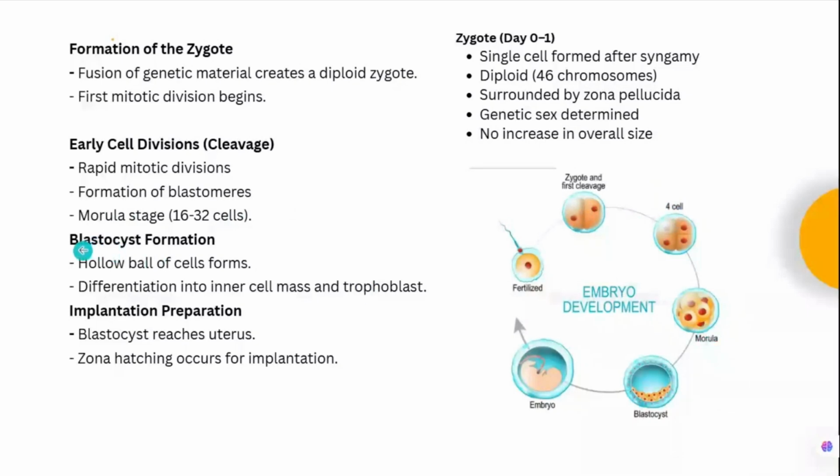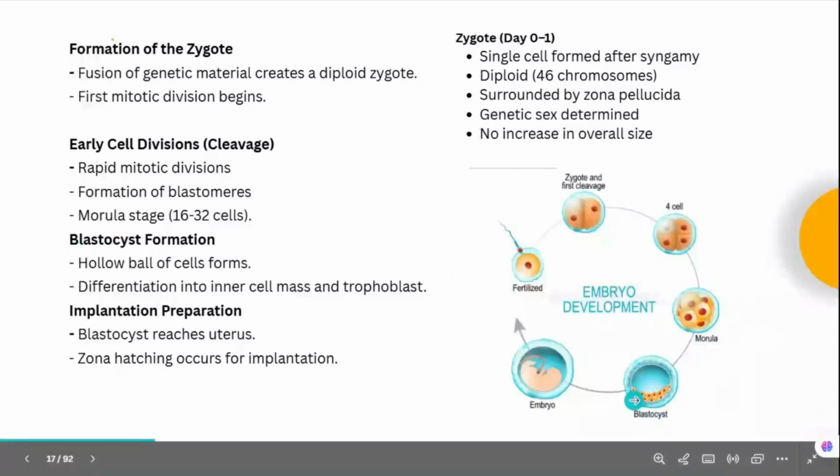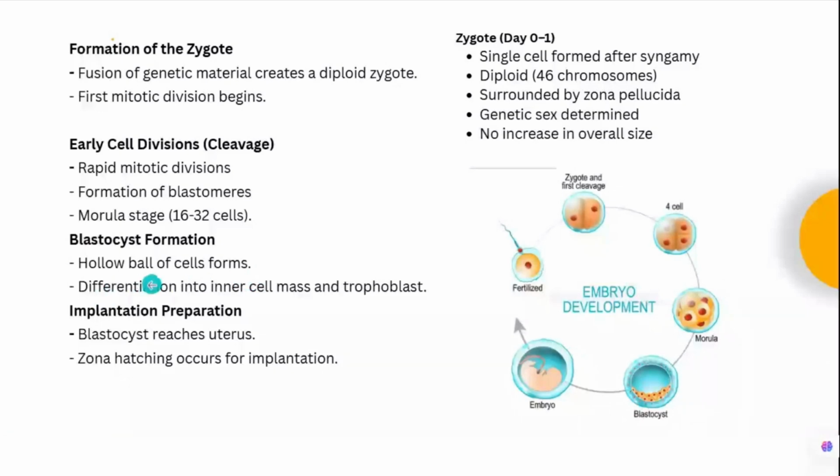So the morula stage is around 16 to 32 cell stage. After this, from the morula it will become the blastocyst. This is the hollow ball of cells which gets formed. It differentiates further into the inner cell mass and the trophoblast.